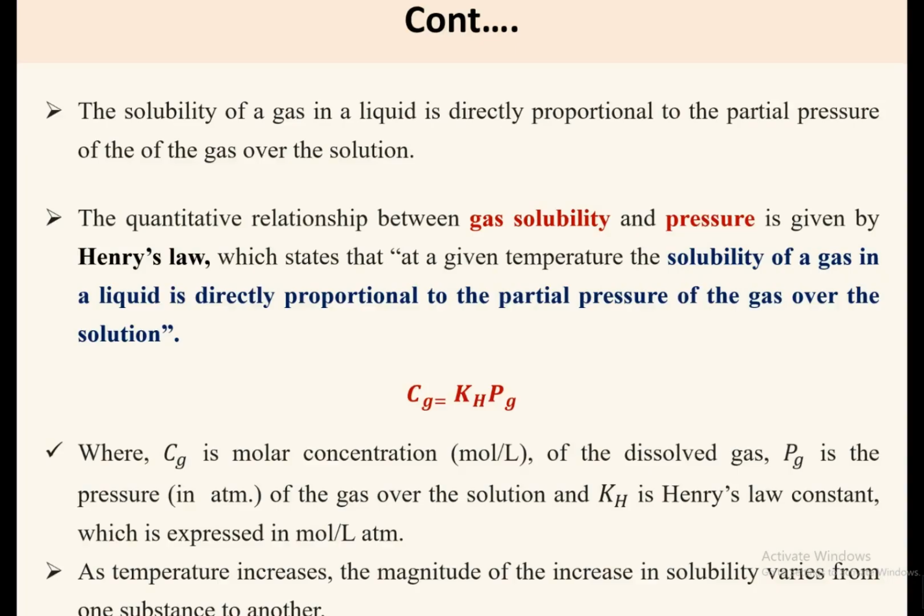So mathematically Henry formulated this: Cg is equal to Kh times Pg, where Kh is Henry's constant. It's dependent on temperature, so Kh would be given, and if the pressure above the solution is given, it's possible to know the concentration of that gas which is dissolved in the solution.